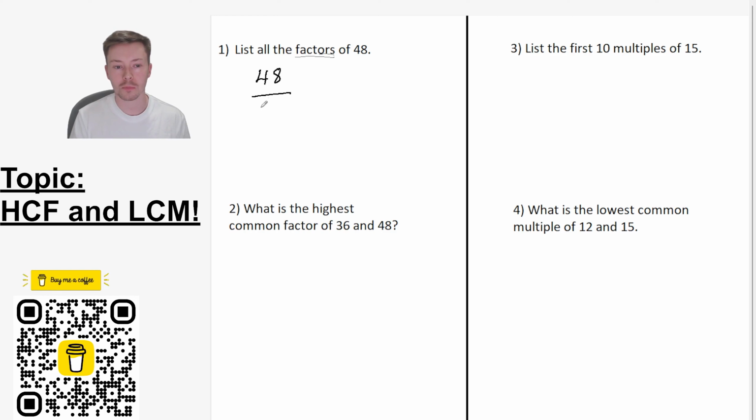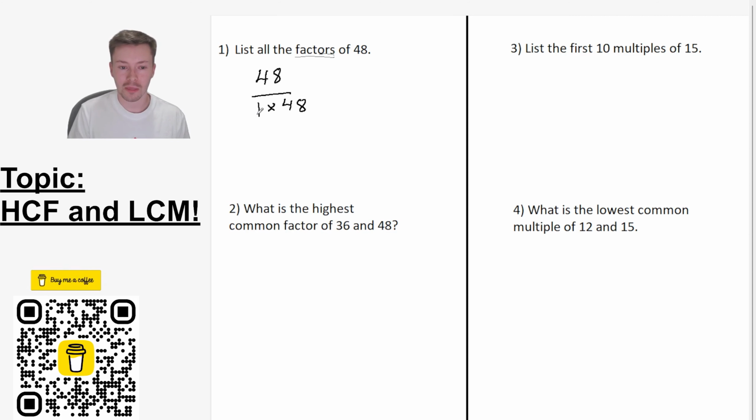Now I want to do this in a systematic way, and the reason I want to do that is so that for any number I get, I will always be able to use this method to make sure that I've got all of the factors. So you always start off with the same first number, and that's 1 times by the original number, so 1 times by 48 in this case.